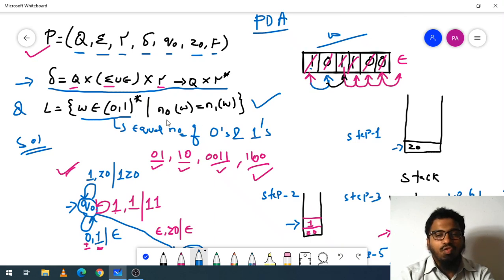You need not get confused if it gives n0, n1. If it writes n0 of w, whatever the string is, that should be the same as n1 of w. So this string should be satisfied. Most of the important part of this language is this one. I hope you understand this.